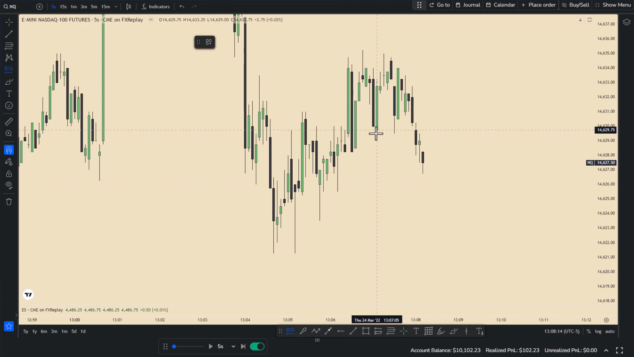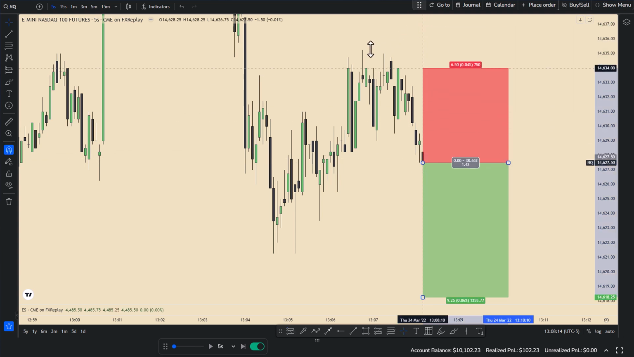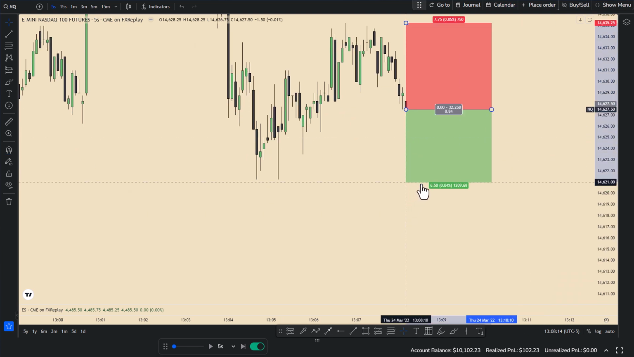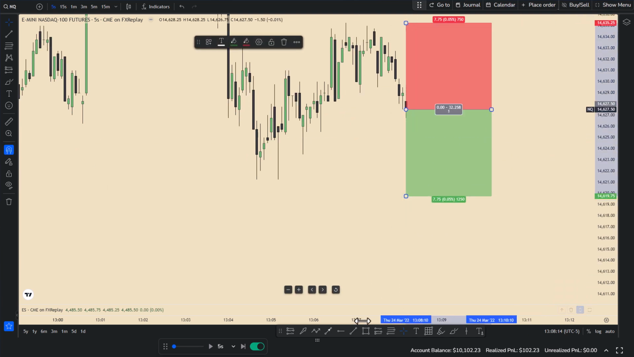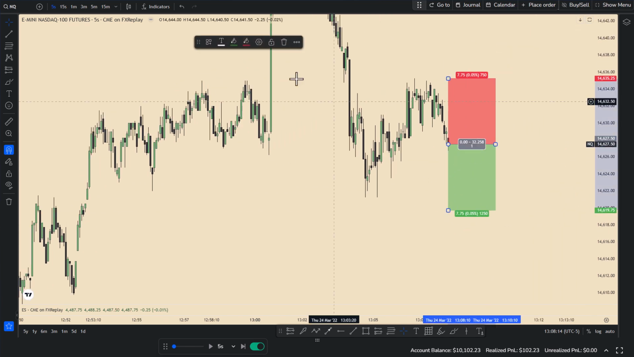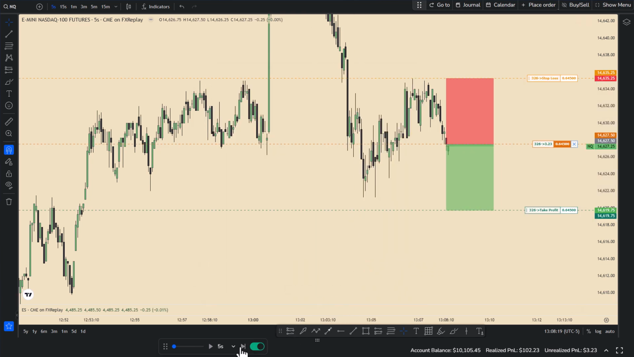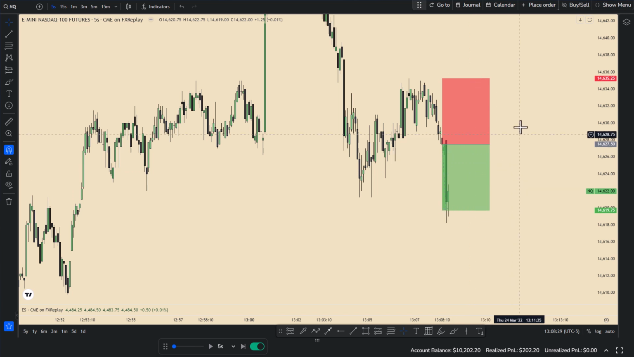Alright, so I identified a potential trade from here. Let's take it, and I'm gonna tell you the logic after we see the outcome. Alright, so let's say the trade's gonna be a limit like this. All right, beautiful.